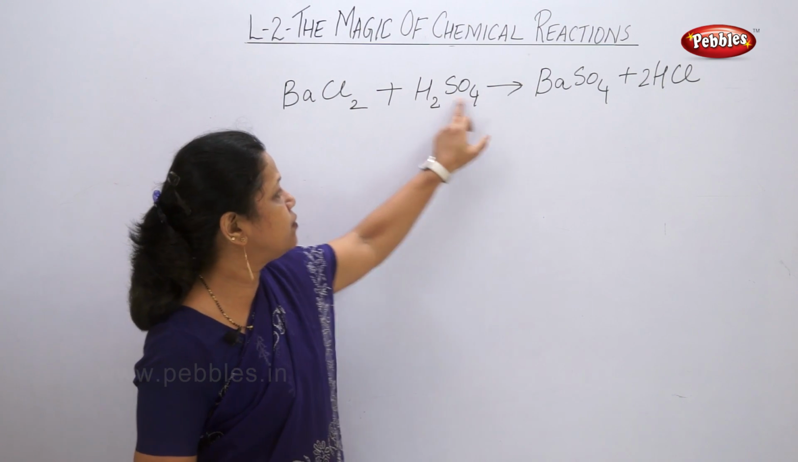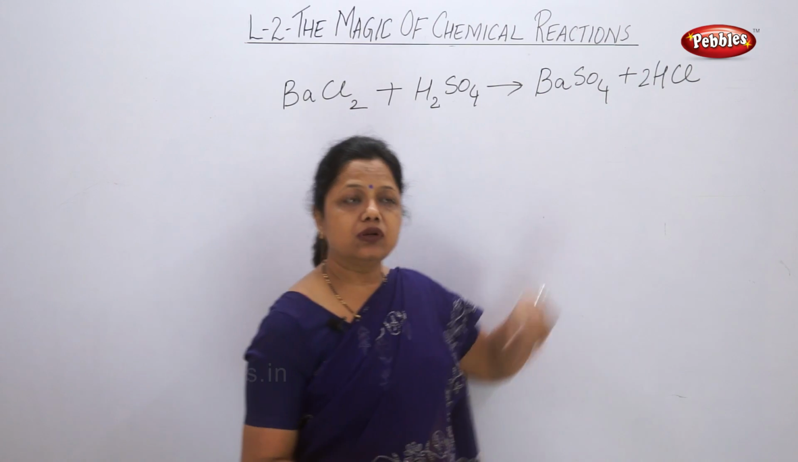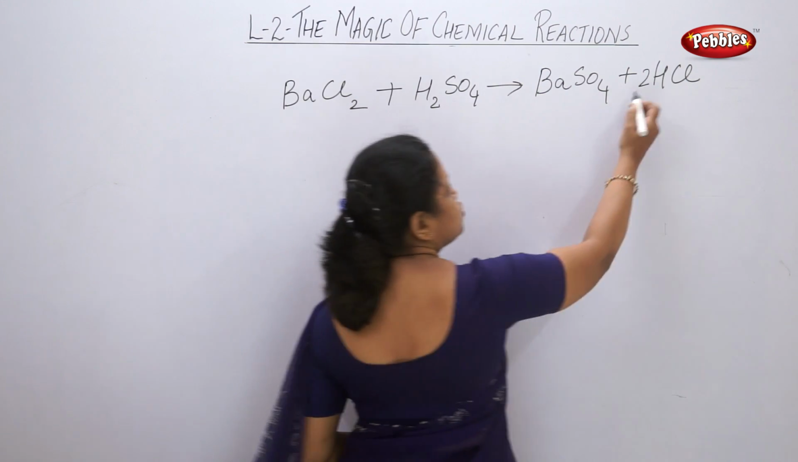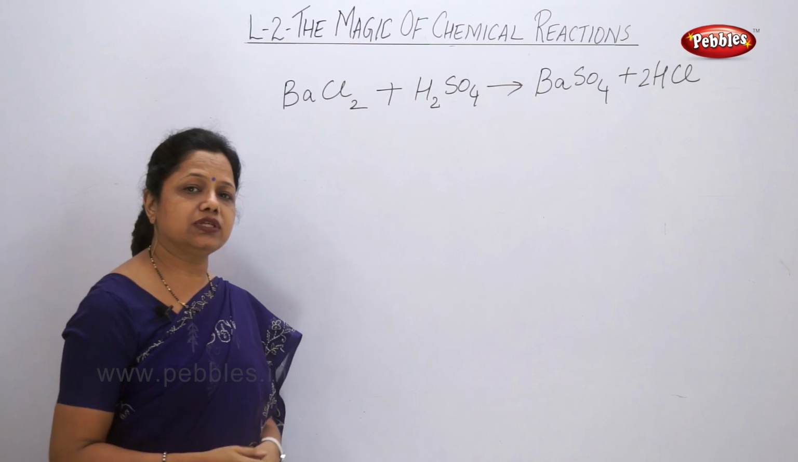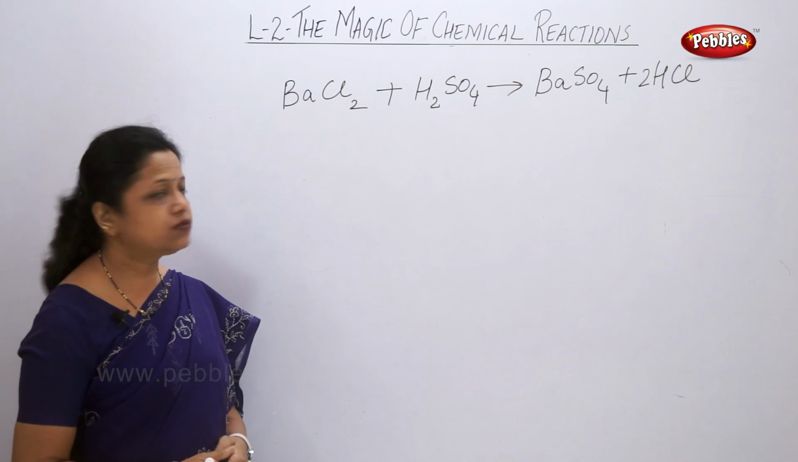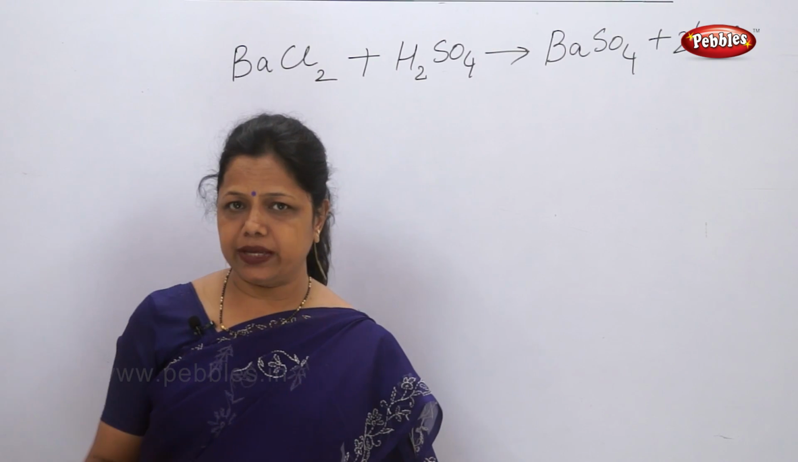Then 1 sulfur, 1 sulfur. Oxygen 4, oxygen 4. So now only by writing 2 in front of HCl, this chemical equation is balanced. This was the second question on page 13.